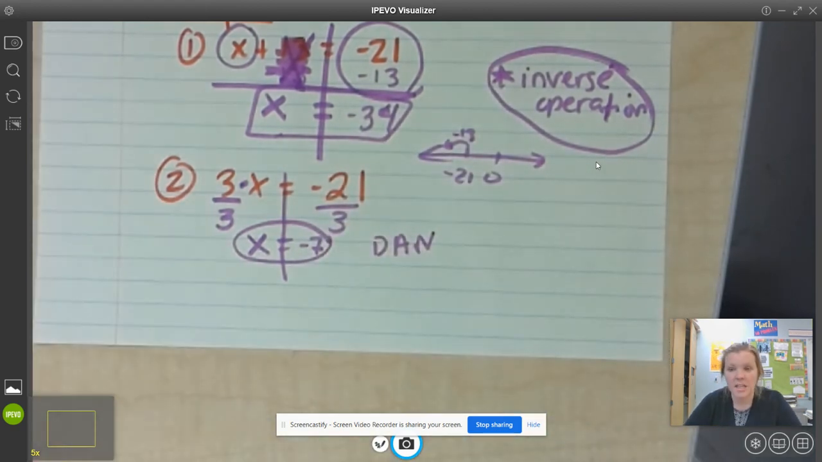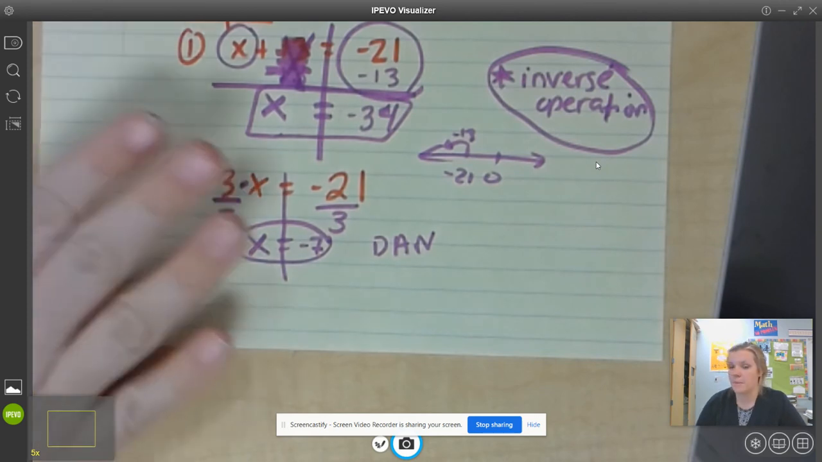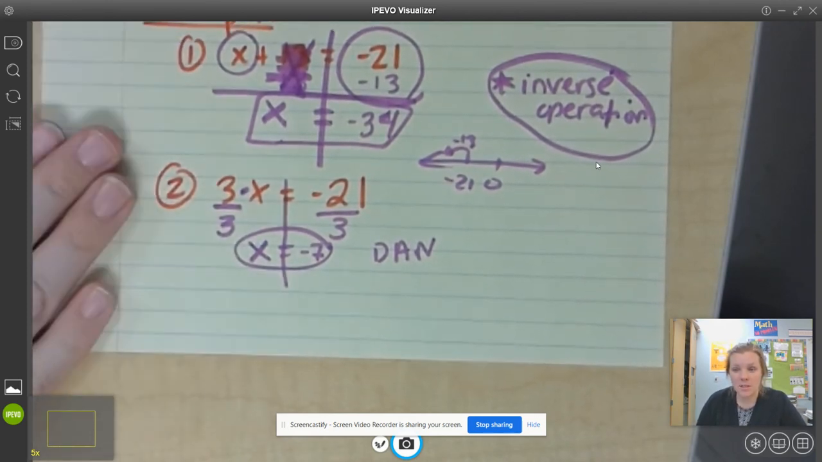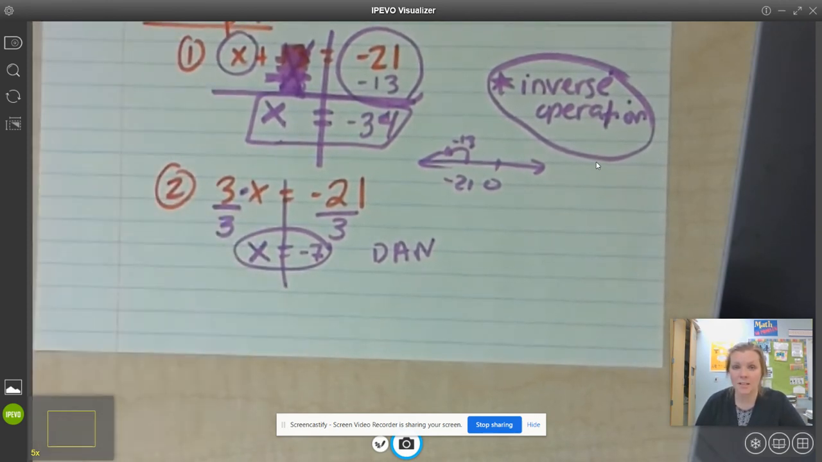We're going to be using integer rules, positive and negative number rules, so much during this work. So I hope that you have those memorized. All right, that's just 2 examples. We'll do a lot more in class, but that's the beginning of solving equations.